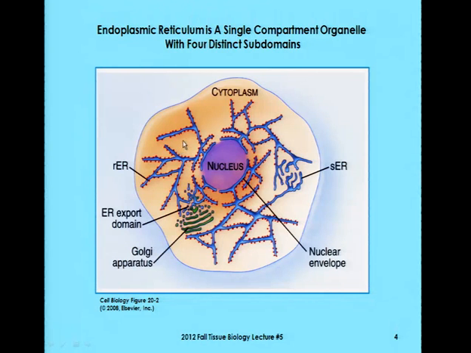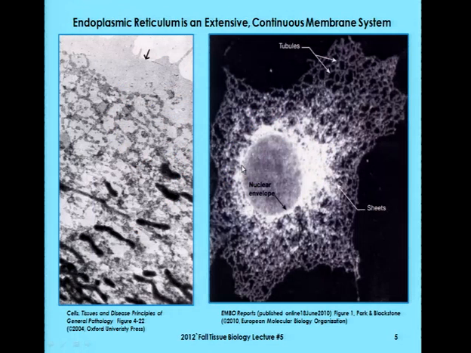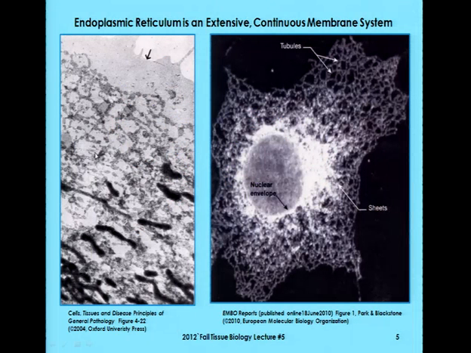These 4 distinct subdomains are the rough ER, the smooth ER, the ER export domain, and the nuclear envelope. Now, the endoplasmic reticulum is a very extensive, continuous membrane system. The EM to the left is a historic EM that dates back to 1944, and this is the electron micrograph that gave rise to the name endoplasmic reticulum.